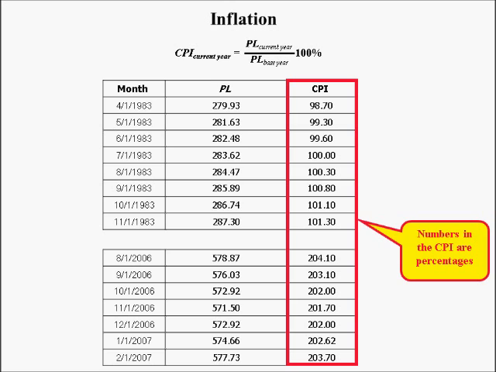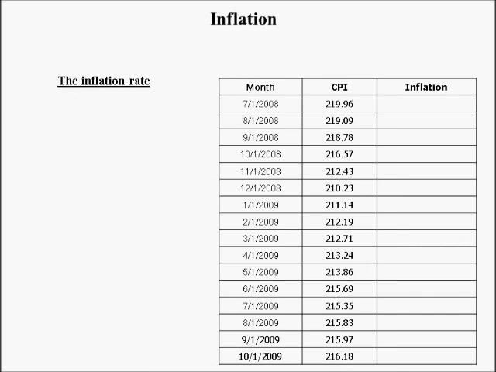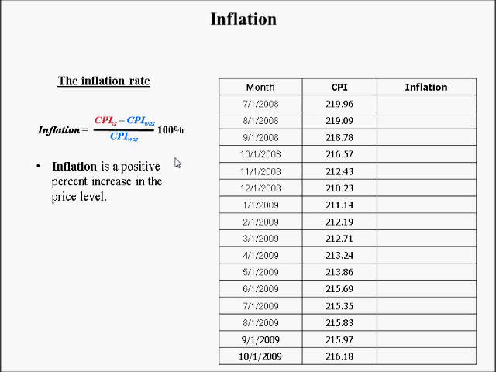Okay, so all these numbers are again in percentages. Now the inflation rate. The inflation rate is the annual percent change in the CPI. So you take what the CPI is in a given year, you subtract from it what it was a year earlier, and then you divide again by what it was a year earlier, and then you multiply by 100. Okay, so inflation is a positive percent increase in the price level.